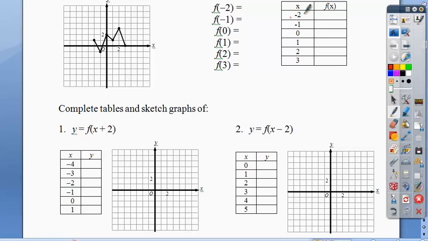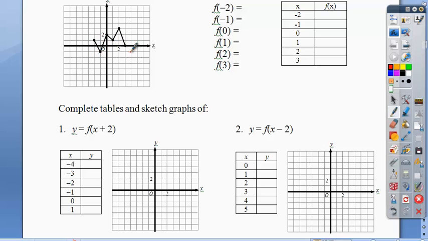Alright guys, so what we started talking about this week is transformations, and especially transformations of parent functions, and we're still talking about domain and range with all of this, so please don't forget your domain and range and all the other things that we've talked about, because coming up at the end of the 6 weeks, we're going to have our 6 weeks test.